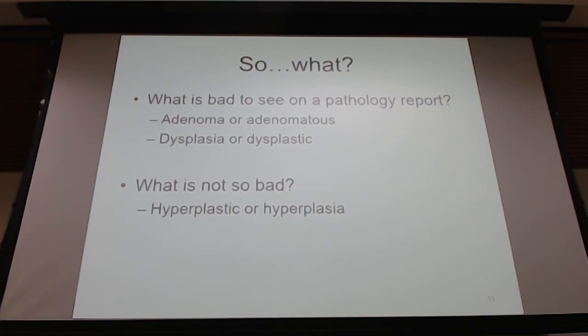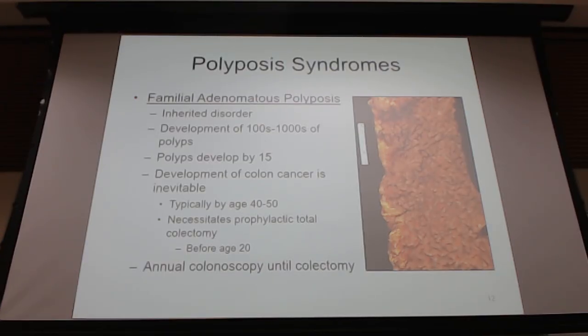Here's a nasty syndrome that we don't want anyone to really deal with, but this is familial adenomatous polyposis. An inherited disorder. Look at that, development of 100 to thousands of polyps, developed by the age of 15. This is bad, very bad. So colon cancer is inevitable, typically by the age of 40 to 50. And these people need to get a total colectomy. What does that mean? Bye-bye colon, all of it.